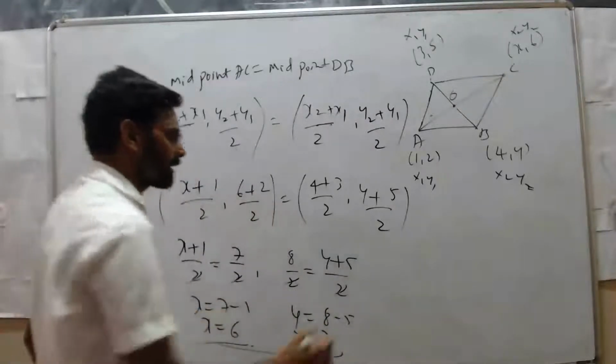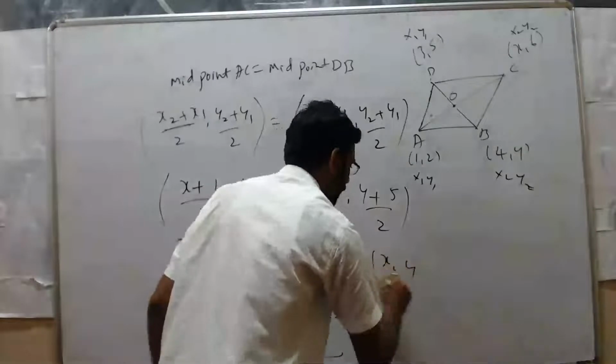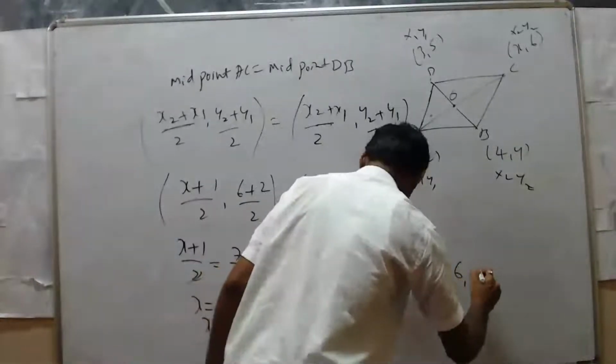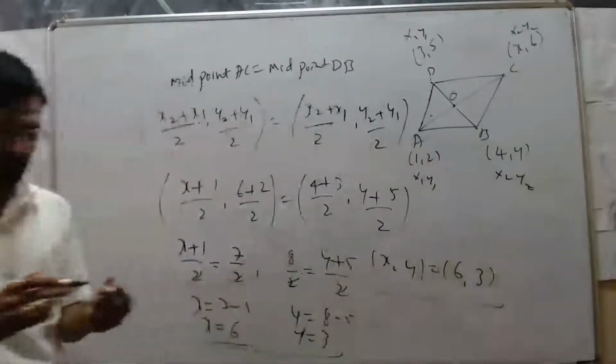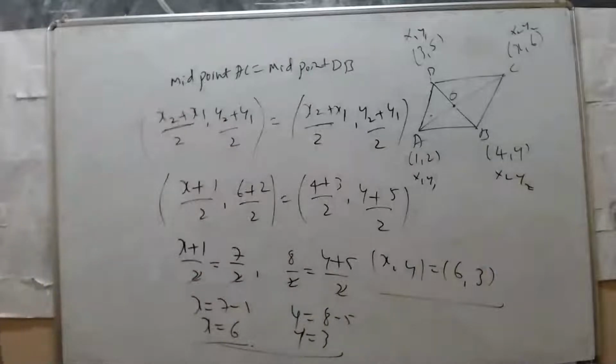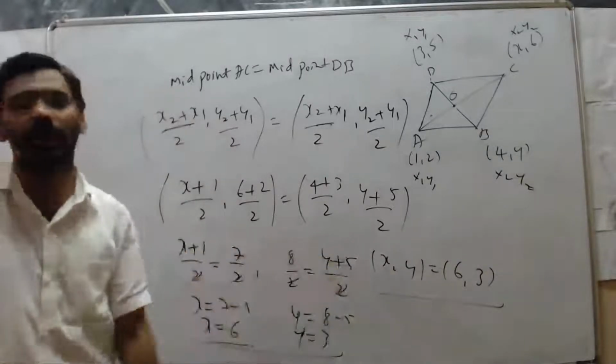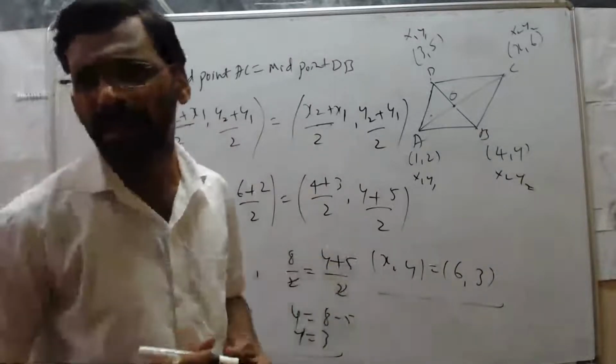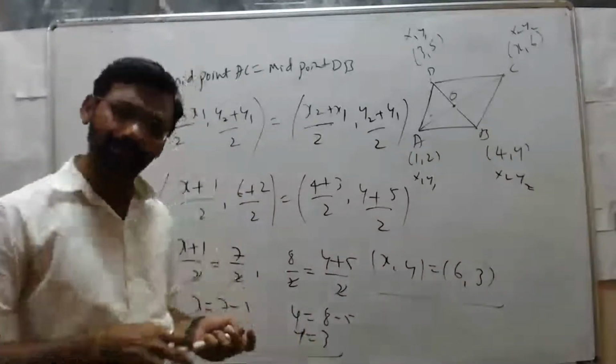Therefore the coordinates of x comma y are 6 comma 3. Therefore the coordinates of x and y are 6 comma 3.